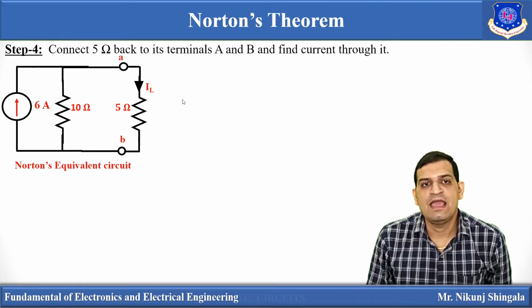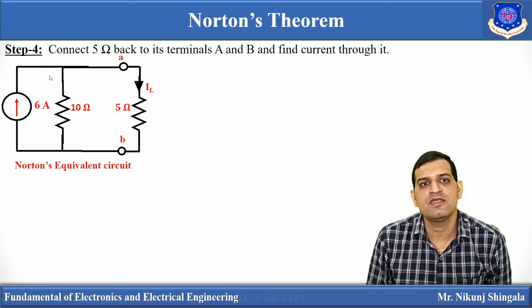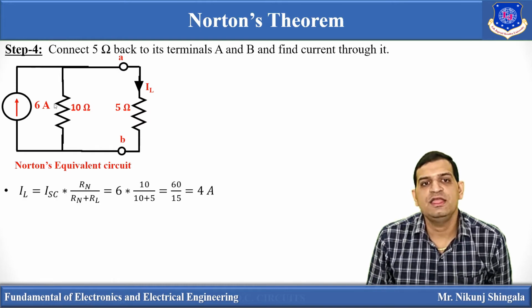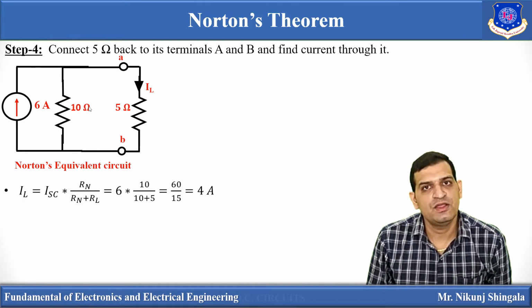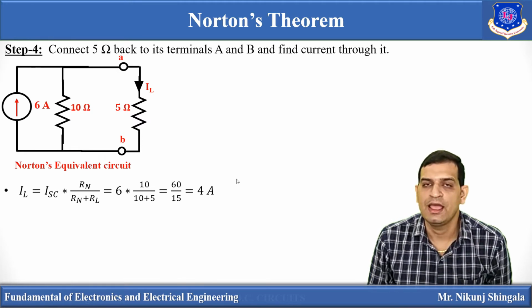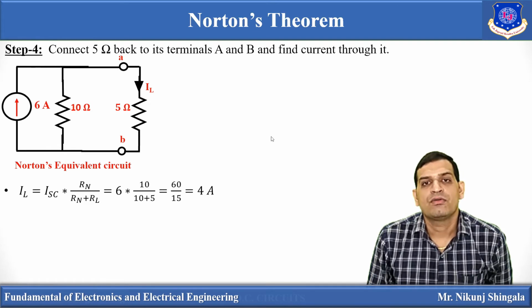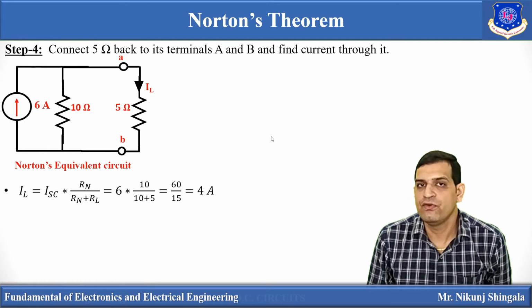So now IL can be easily found by applying the current division rule. Input current to these both parallel branches is 6 ampere. So IL is equal to ISC into RN, RN is nothing but the 10 ohm, divided by 10 plus 5. So 6 into 10 divided by 10 plus 5, so 60 divided by 15, that is nothing but the 4 ampere. So the current flowing through RL, that is 5 ohm, is 4 ampere.